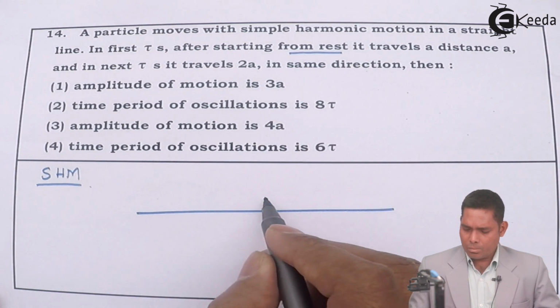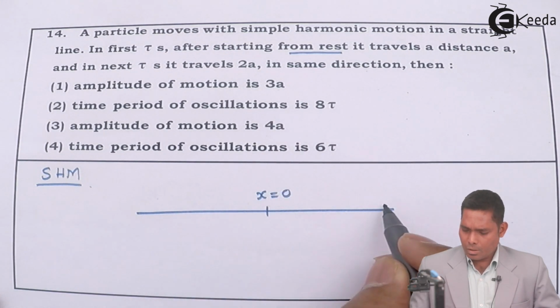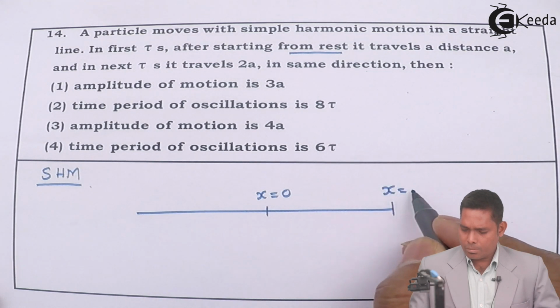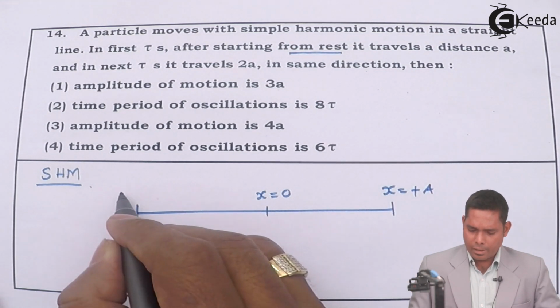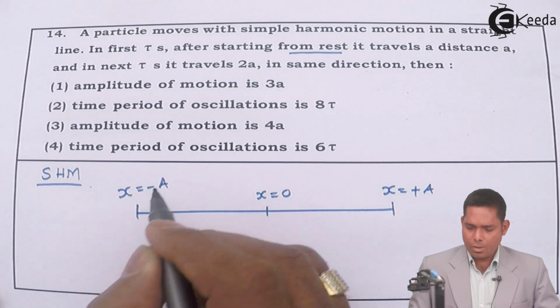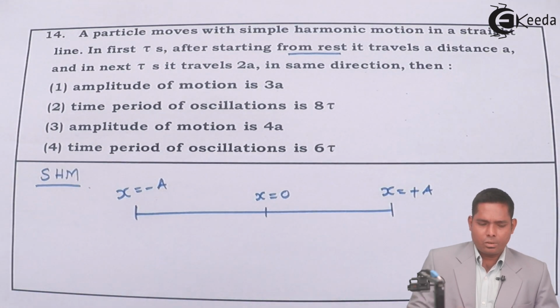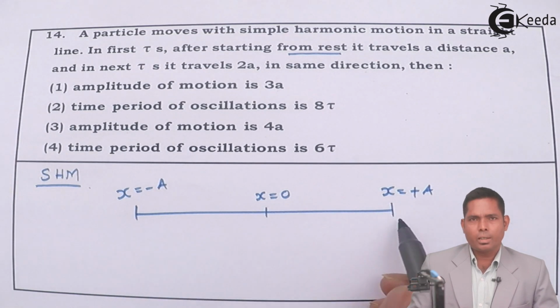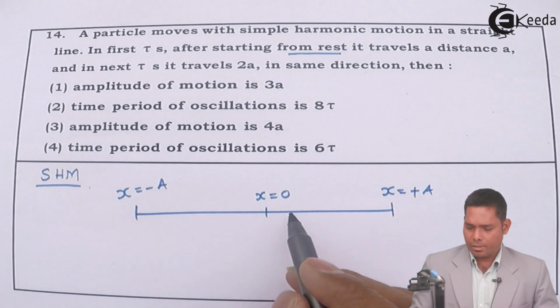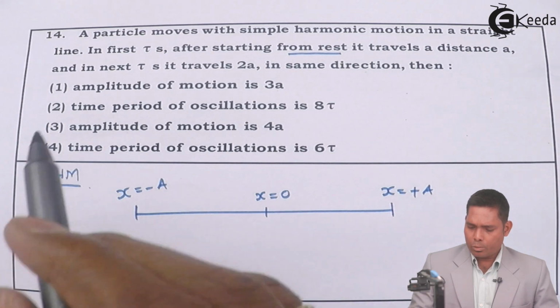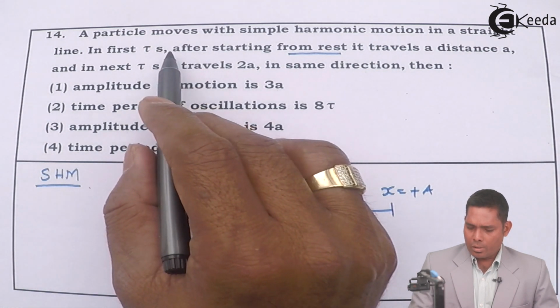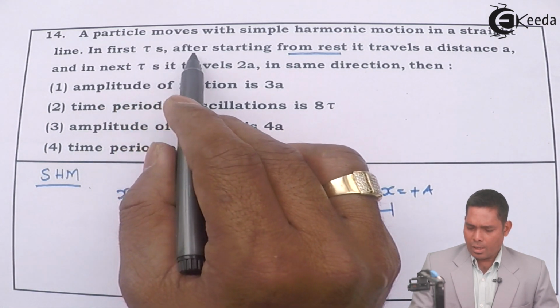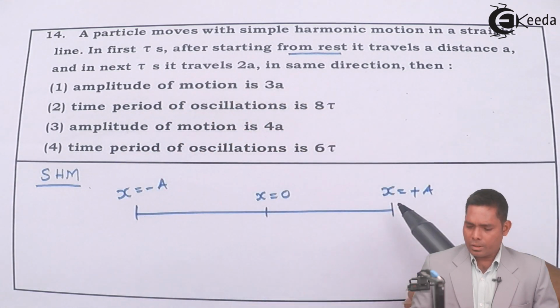Suppose this is the mean position, x is 0, this is the extreme position, x is plus a, and this is the extreme left, minus a. The particle is oscillating between these two extreme points, plus a and minus a. So where does the motion start? In the first t seconds after starting from rest.